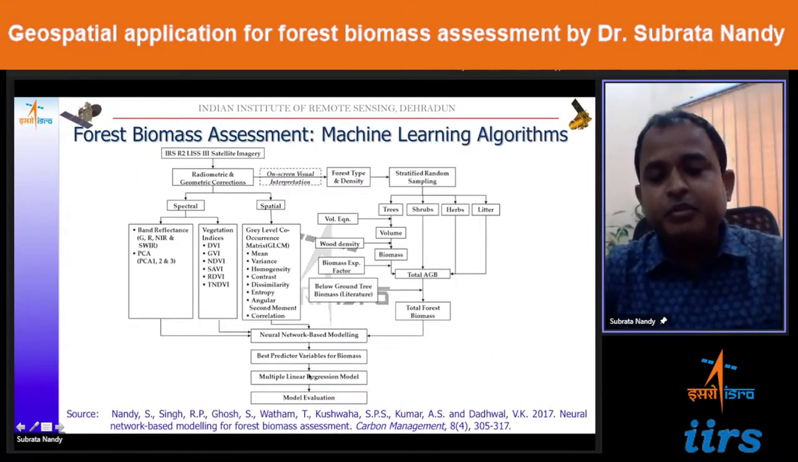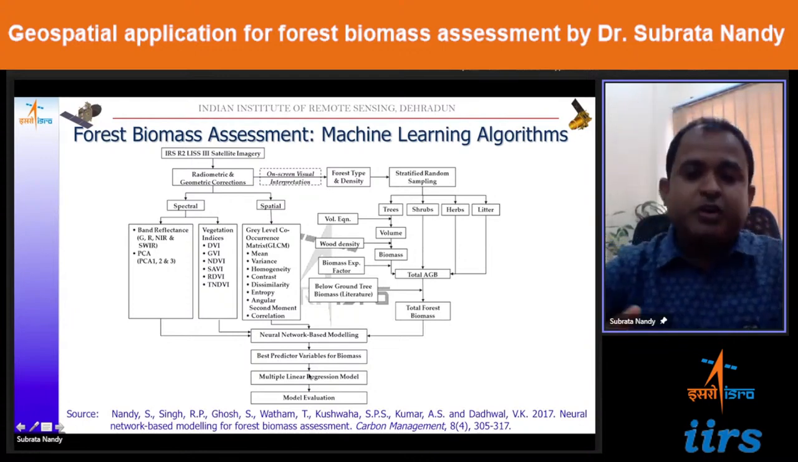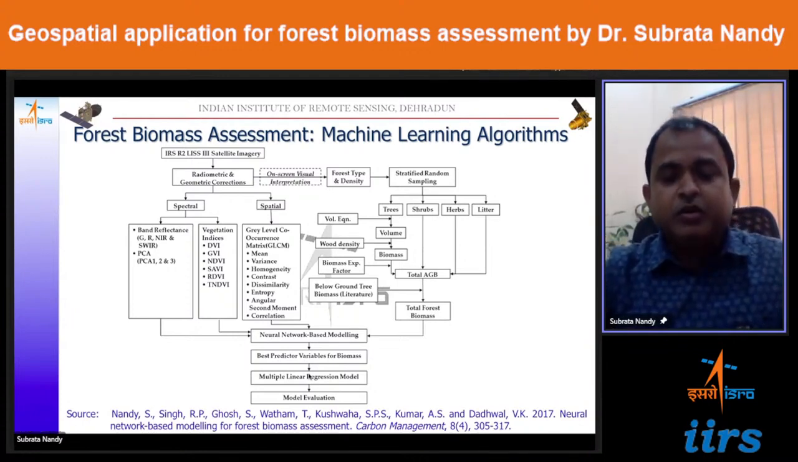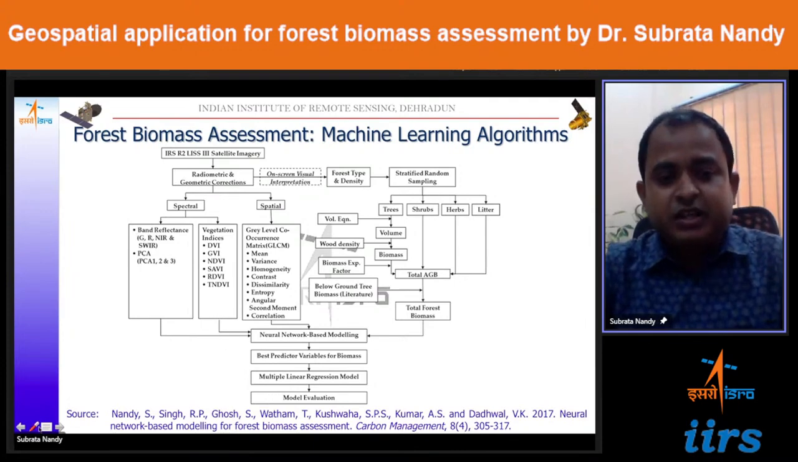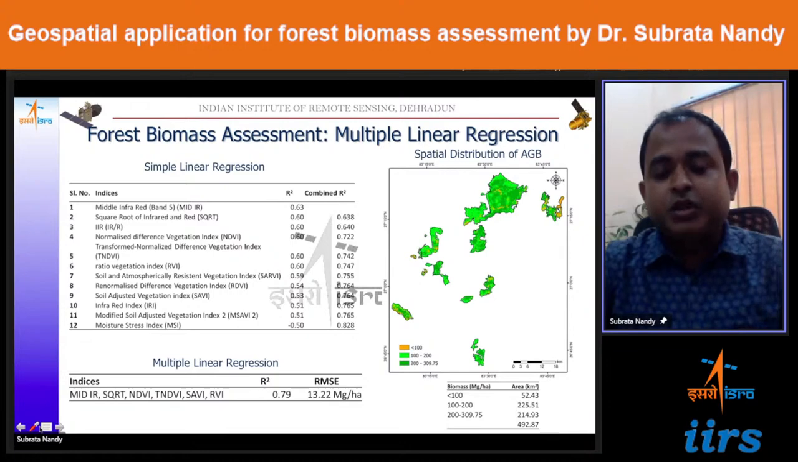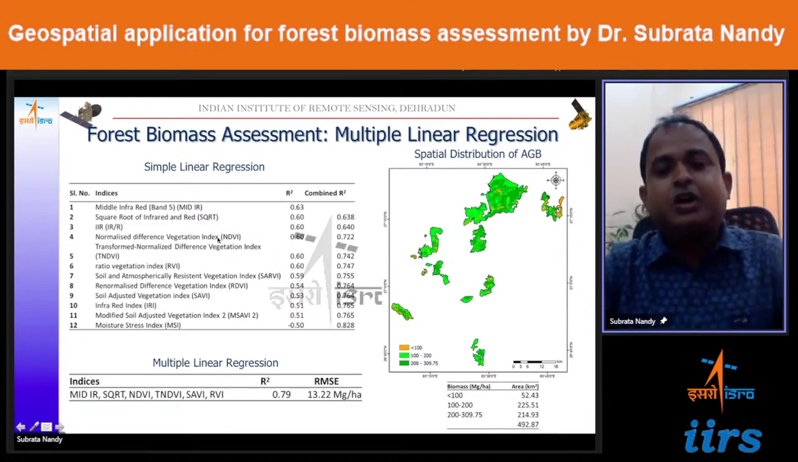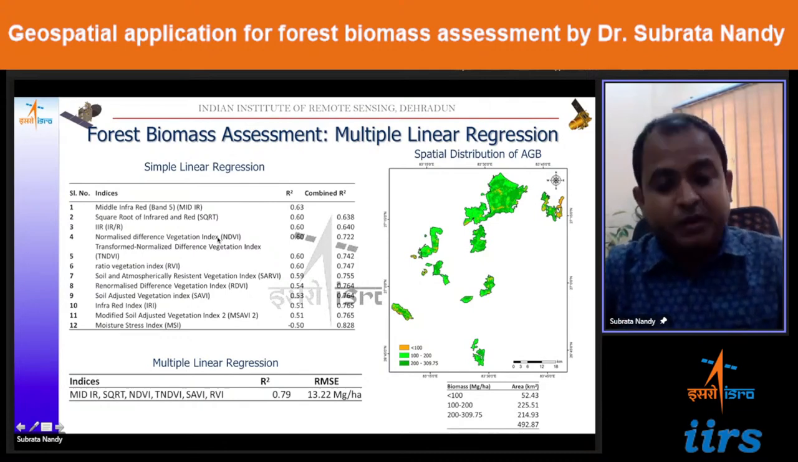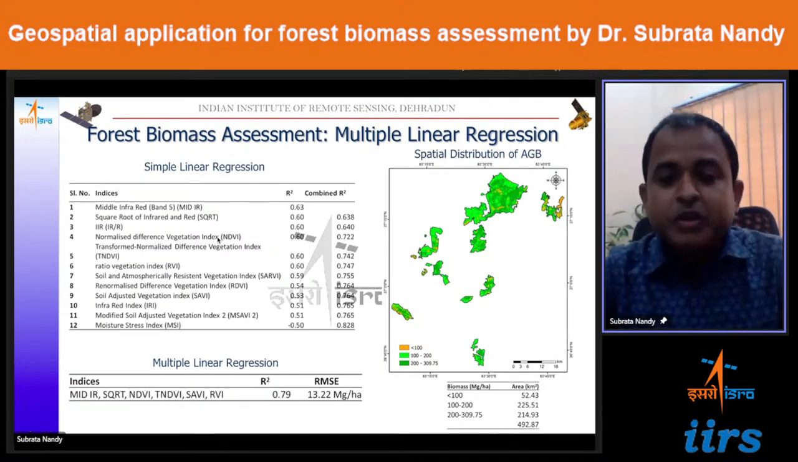So moving further, what do we do when we have a high biomass area? In these cases also, we have used 6 variables only. In the first case, we actually used 11 variables. Out of these 11 variables, we have taken the best 6 variables and did the modeling.